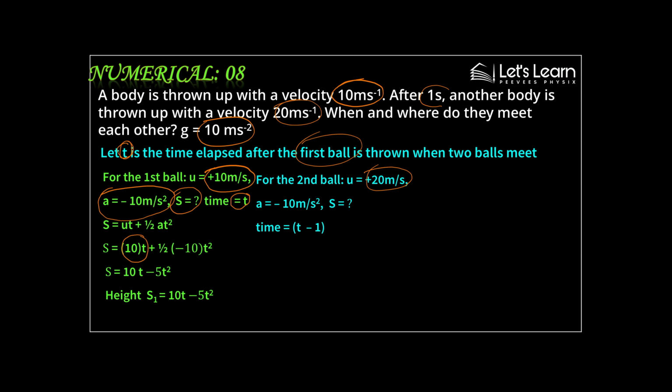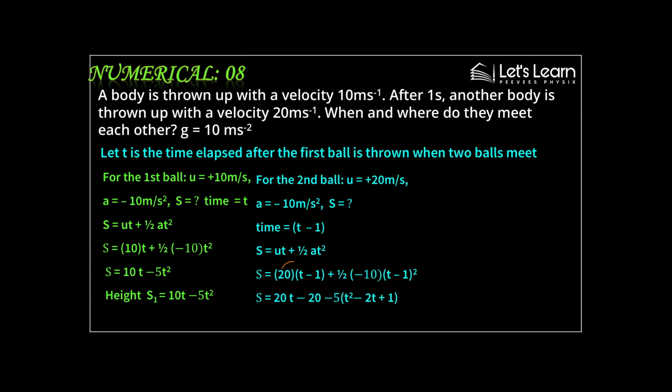1 second later. First one travels a total time of t seconds before they meet. So second ball travels 1 second less than the first ball. So it is t minus 1. Plugging the same in the same equation, s equals ut. U is 20. T, here it is t minus 1. Half a minus 10. T minus 1, the whole square.